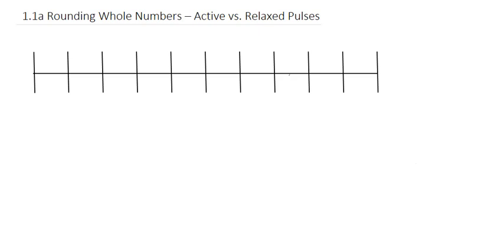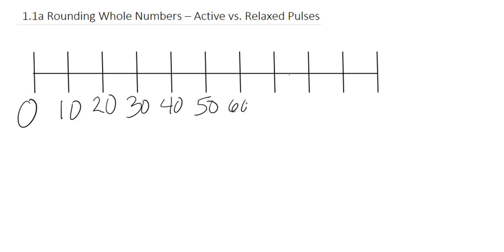So to answer this question, let's create a number line like the one that I already have in front of us. Then we're going to write the numbers 0 to 100 on the line in increments of 10. Now that we've done that, let's circle the 70 to show that's where her normal resting pulse is.